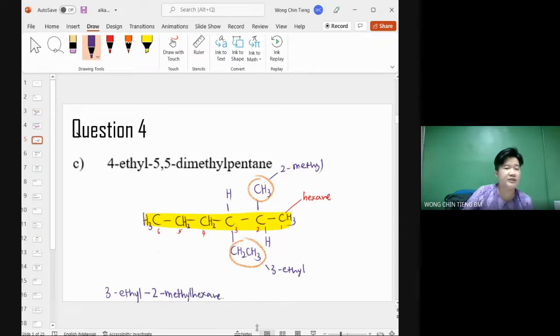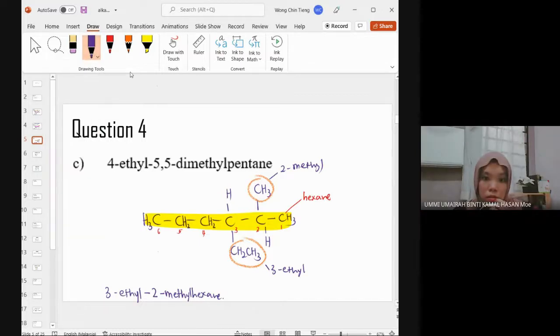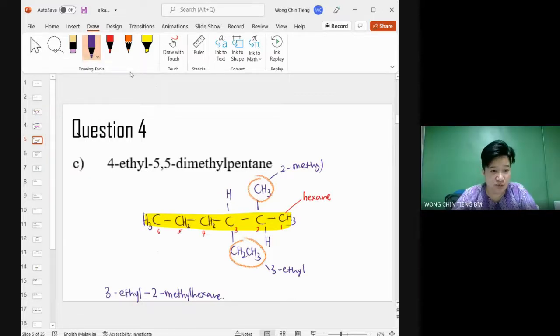And the explanation, anybody? Anyone? The reason? Because the longest parent chain is not 5 carbon but 6 carbon. And? With the most substituent. Thank you, Umi. Kena ada ayat with the most substituent sebab kita ada 2 rantai yang boleh pegang 6 carbon. Okay? And we will choose the one with most substituent. Yes. Any problem dengan naming?